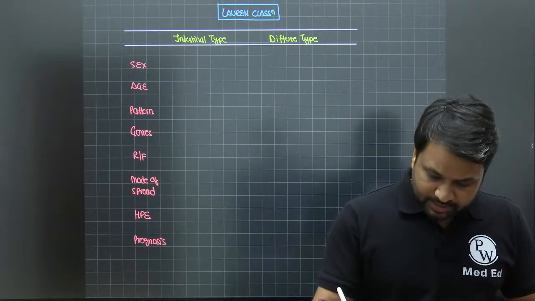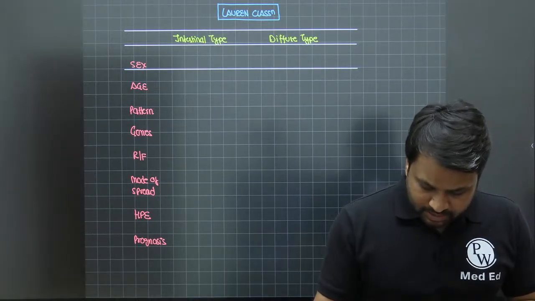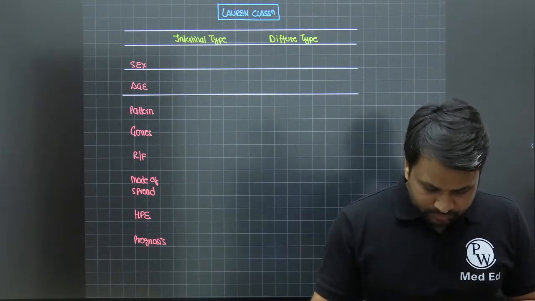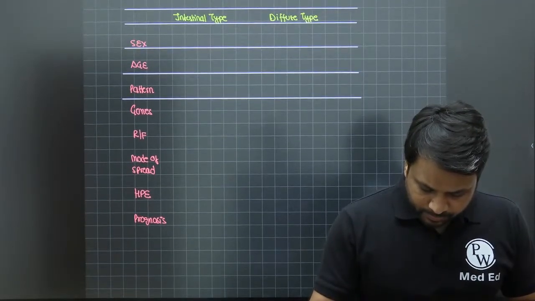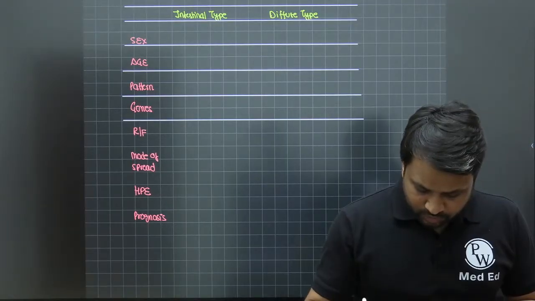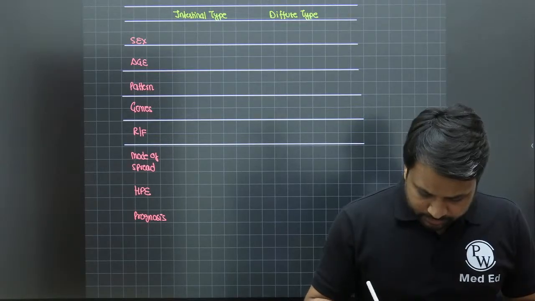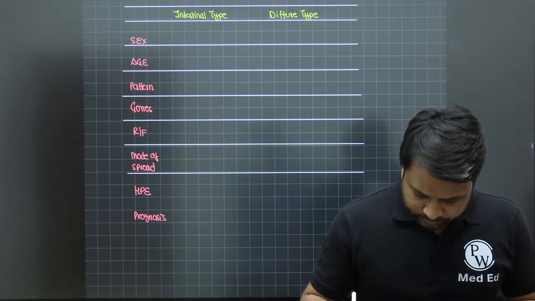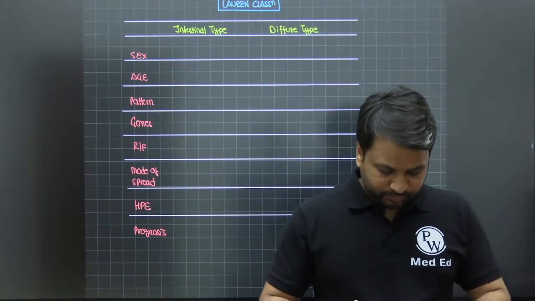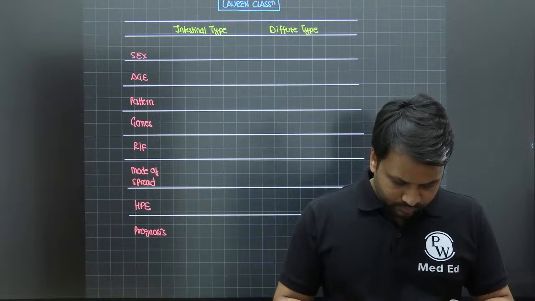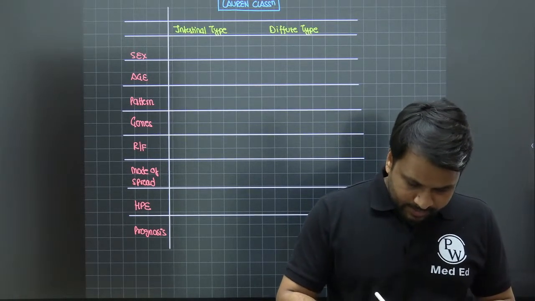We'll categorize them on the basis of the following components. See, what is the most likely sex, the age of presentation. Then look at the pattern, genes which are usually getting involved, the risk factor, mode of spread, pathological diagnosis, and the prognosis.